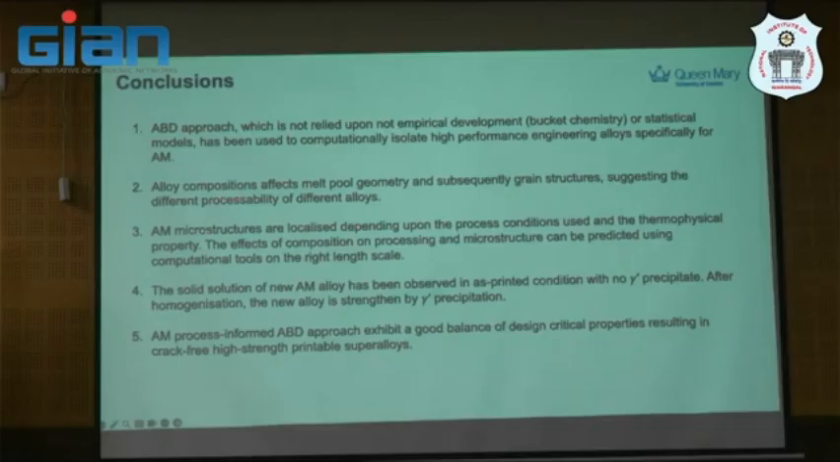The AM microstructure is localized and depends on the process conditions used and thermophysical properties. The effect of composition on processing and microstructure can be predicted using computational tools on the right length scale. Again, the length scale is important. Solid solution of the new additive manufacturing alloy has been observed in the as-printed condition with no secondary phase gamma prime. But after homogenization, we recover back the strength of the material.